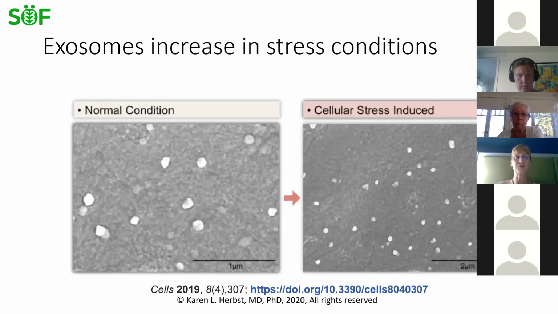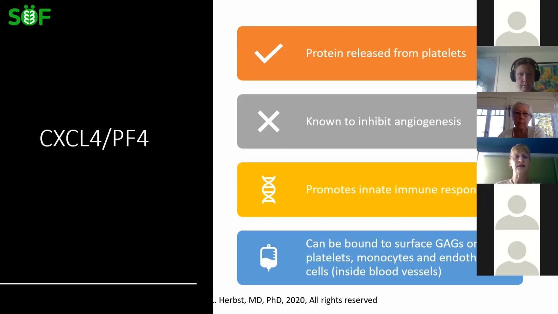And in this case, that's what Dr. Rockson and Dr. Oliver did. So PF4 or CXCL4 is a protein that's primarily released from platelets. It's known to inhibit the growth of new blood vessels, and it helps to promote our immune system to respond to things. So it promotes inflammation, and it can be bound to glycosaminoglycans, it can be bound to platelets, it can be bound to immune cells. So it's pretty ubiquitous in the body.